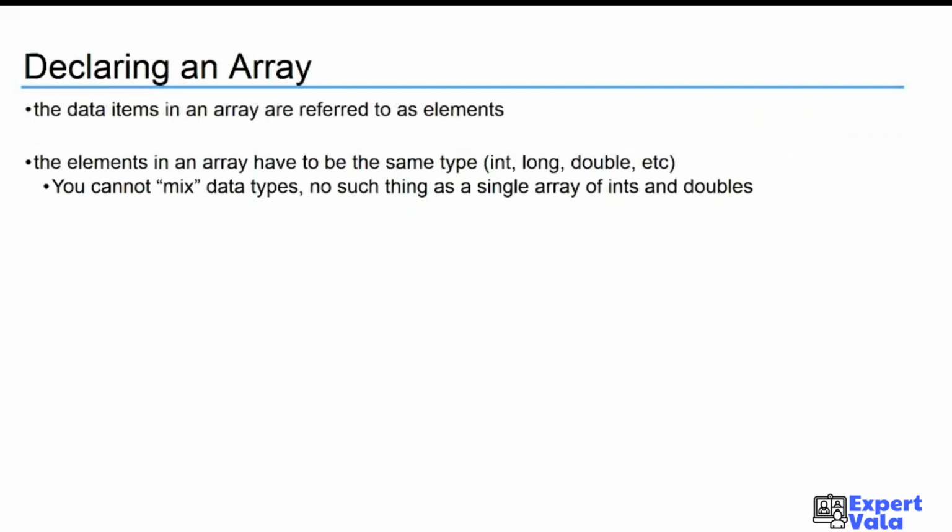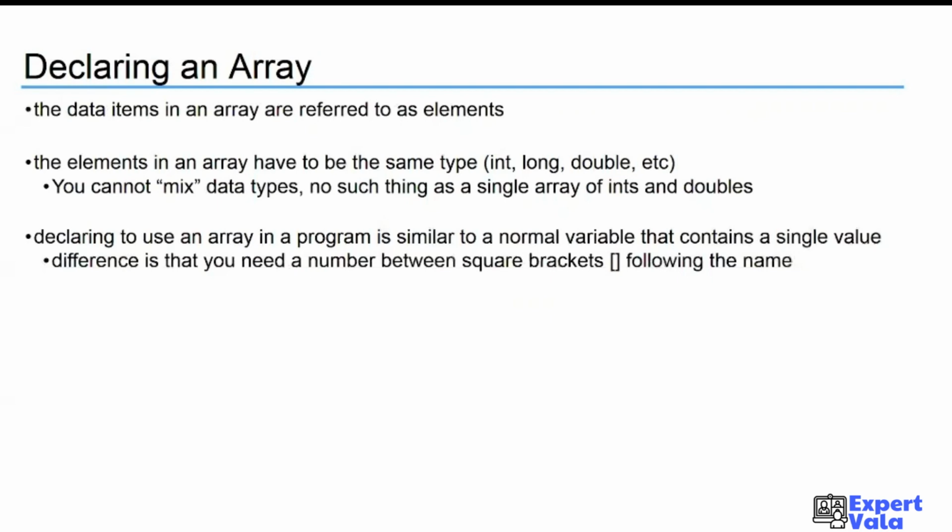And as we mentioned, the elements in the array have to be the same type. You can't mix and match data types. You can't have an array of 5 ints and 5 longs. There's no such thing as a single array of multiple data types. Declaring an array in a program is similar to a normal variable declaration. All you have to do is specify the name and then use brackets. So that's the only difference, this idea of square brackets following the name.